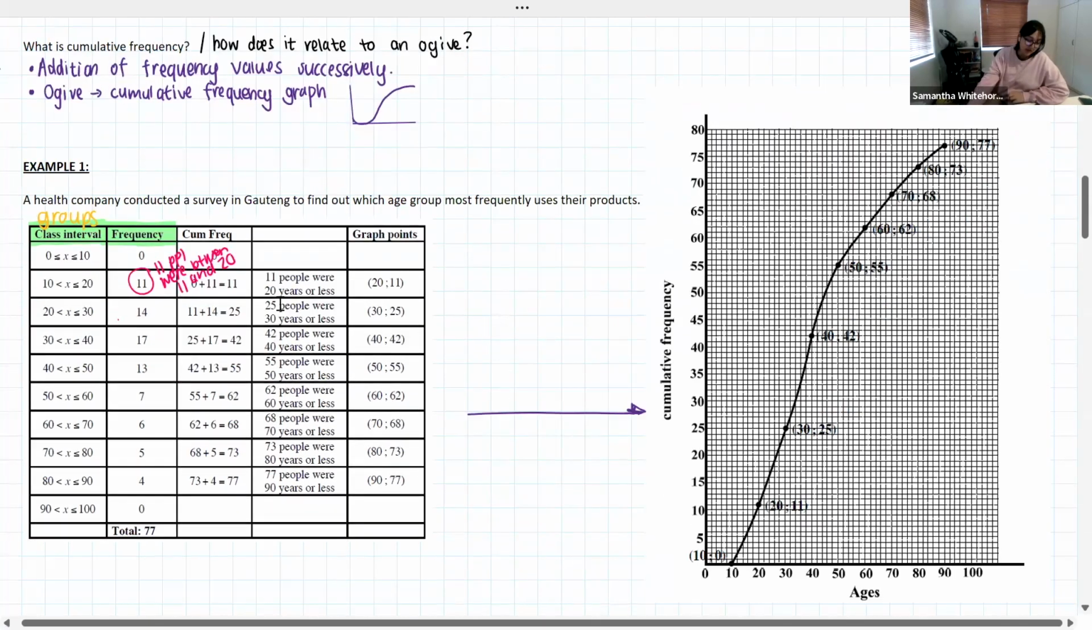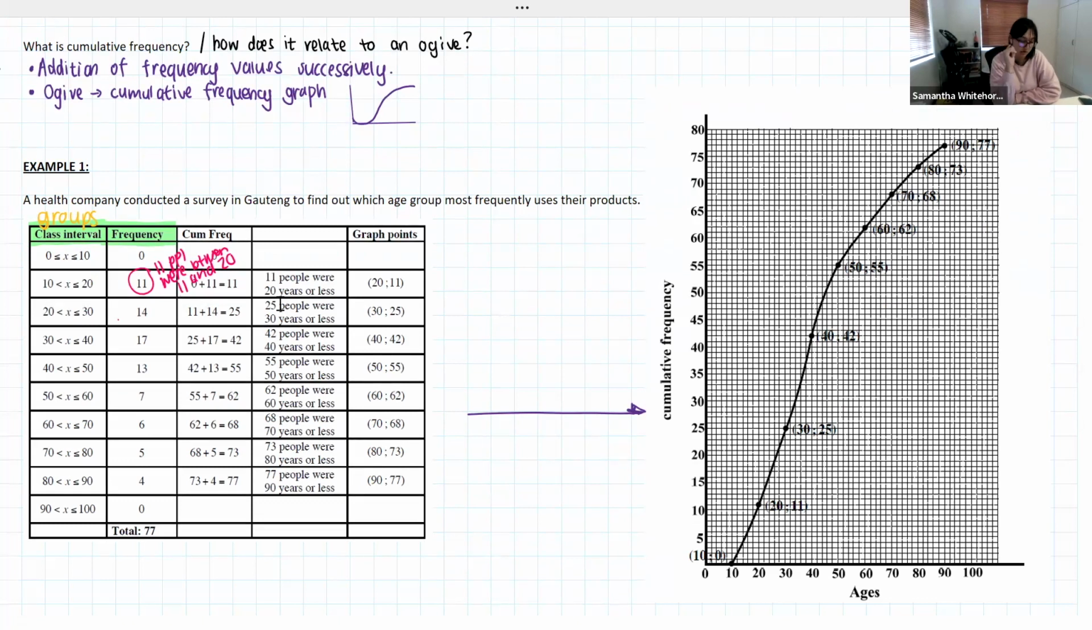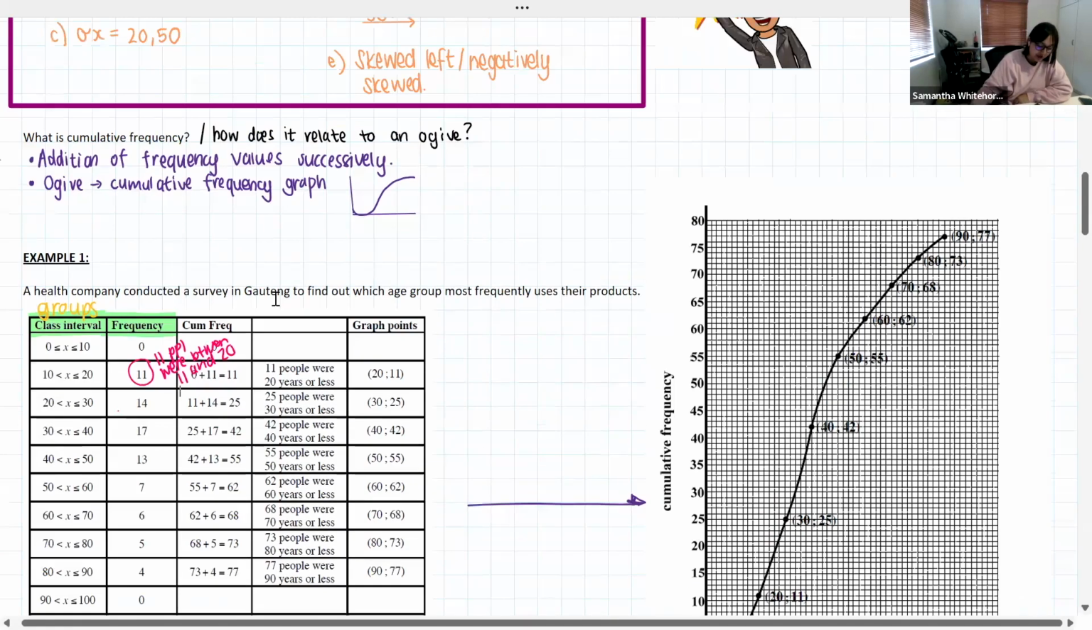If we look at the next frequency, 14 people were between the ages of 21 and 30. 17 people between the ages of 31 and 40, etc., etc., etc. So the frequency tells us how many we have in each interval.